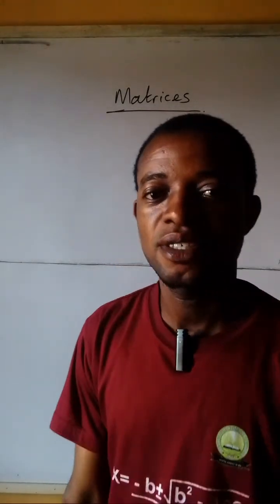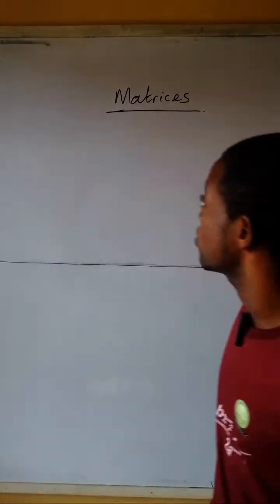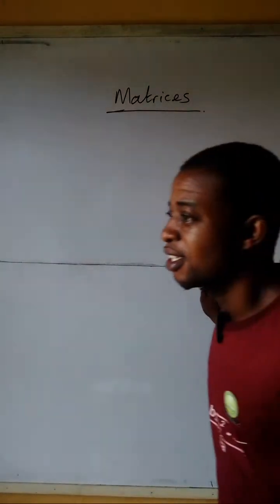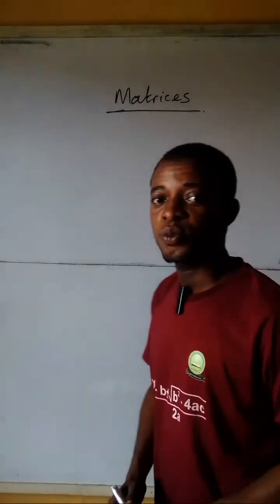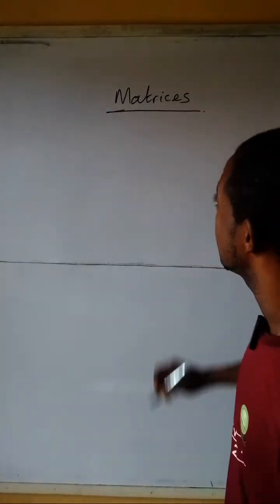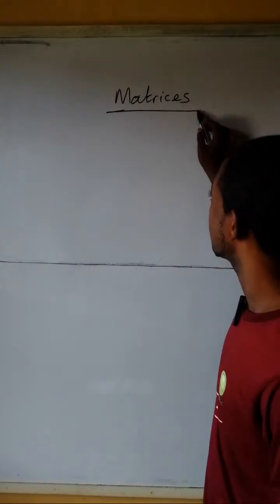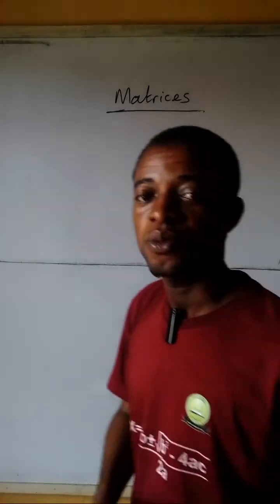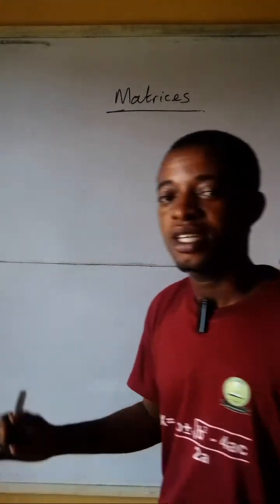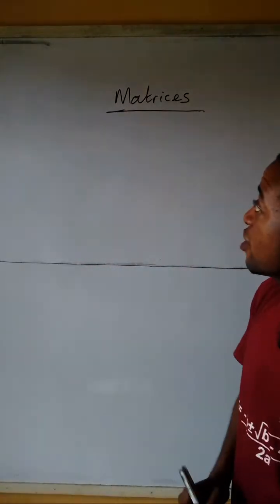In this live class, we want to continue from where we stopped in our matrices. And last class, we established some facts about these topics. We looked at the definition of matrices. A matrix is a rectangular array of numbers that is enclosed within a large bracket.